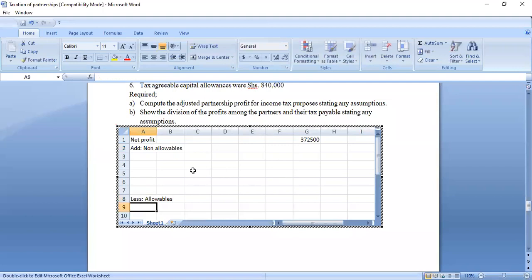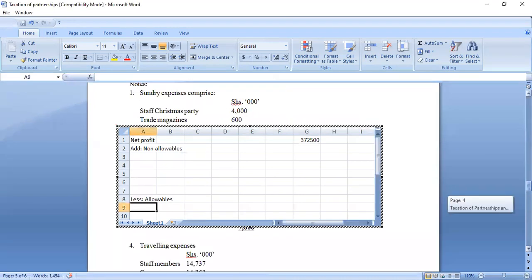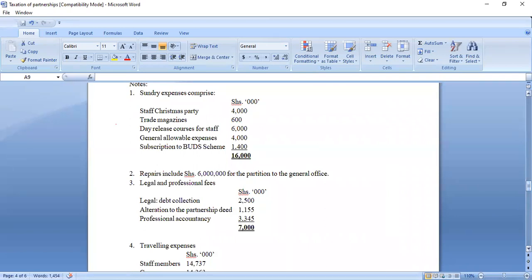Now on adjustment, we have two formats. I don't know which one you prefer, but two formats. One is if you have an adjusting item. Let me first get there so that I use a case study. So you come and look at additional information first. Our note one says that sundry expenses comprise the following: a staff Christmas party, trade magazines, day release courses for staff, general lab expenses, and subscription to buddies scheme. So all these items, in my opinion, are supposed to be allowable.